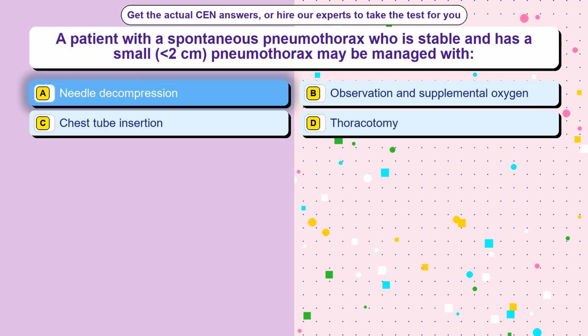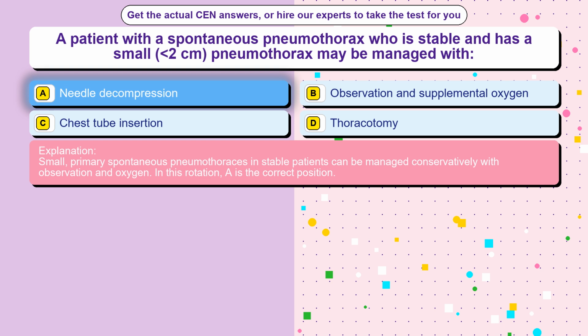The correct answer is option A, needle decompression. Small, primary spontaneous pneumothoraces in stable patients can be managed conservatively with observation and oxygen. In this rotation, A is the correct position.